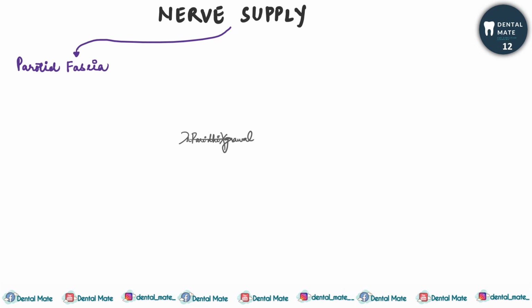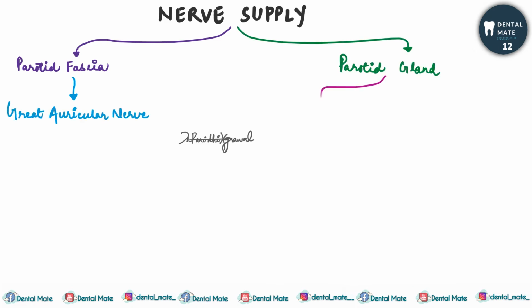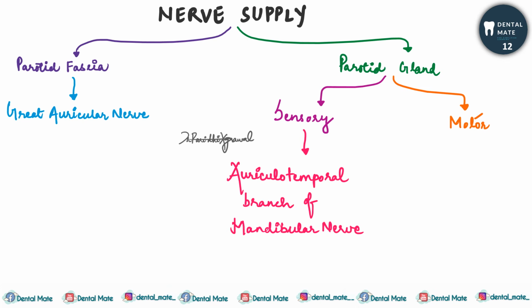So parotid fascia की अलग nerve supply है और जो parotid gland है उसकी अलग nerve supply है. पहले parotid fascia. It is supplied by the greater auricular nerve. Now parotid gland, it has two supplies, sensory and motor. The sensory supply is by auriculotemporal branch of the mandibular nerve.